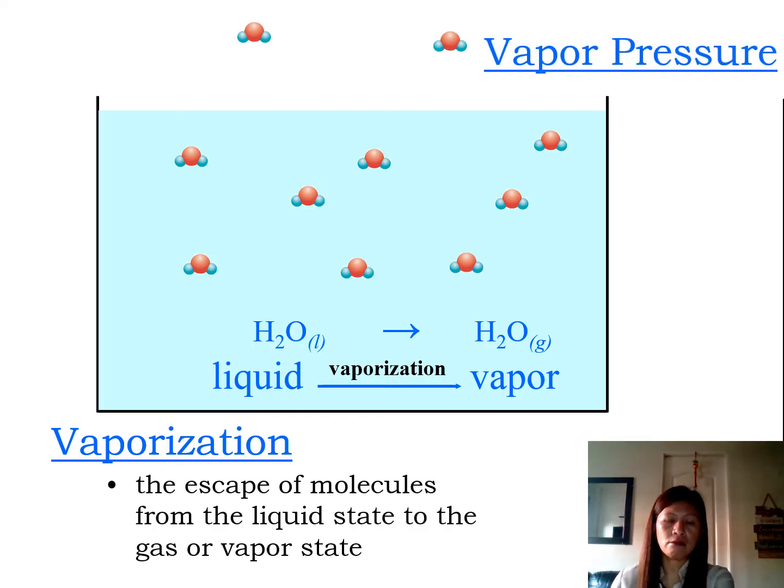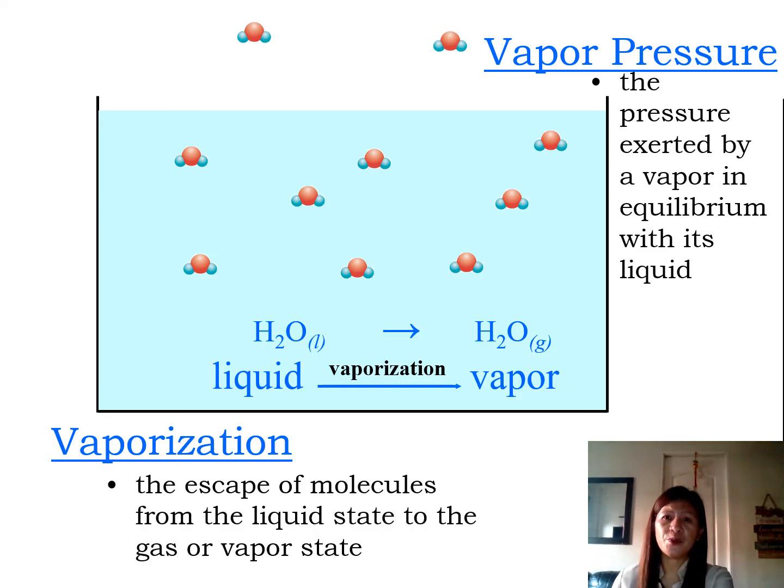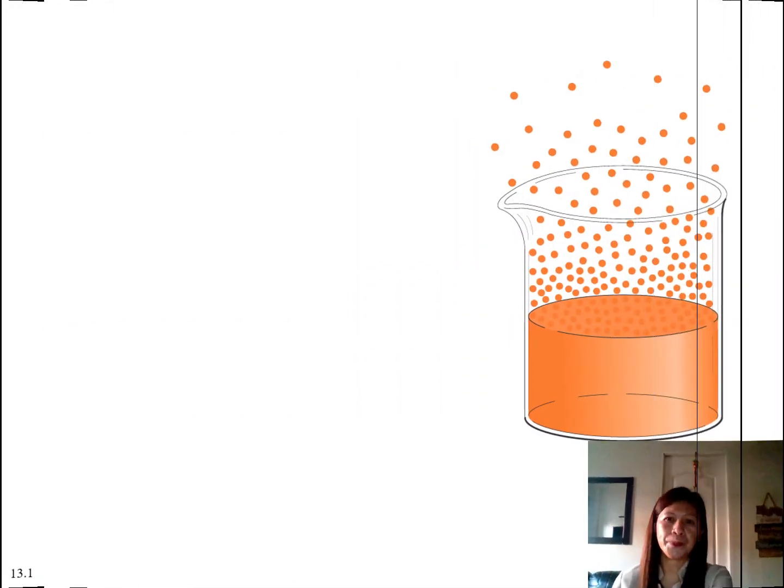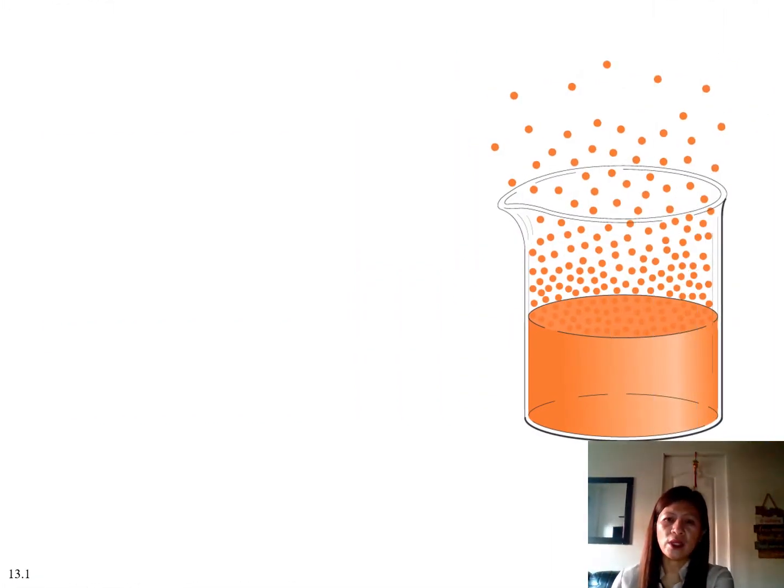Once liquid molecules escape to become vapor, they begin to exert vapor pressure. Vapor pressure is the pressure exerted by a vapor in equilibrium with its liquid. Let's take a look at this illustration.